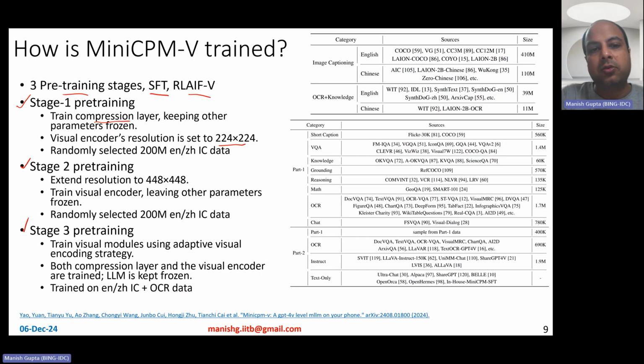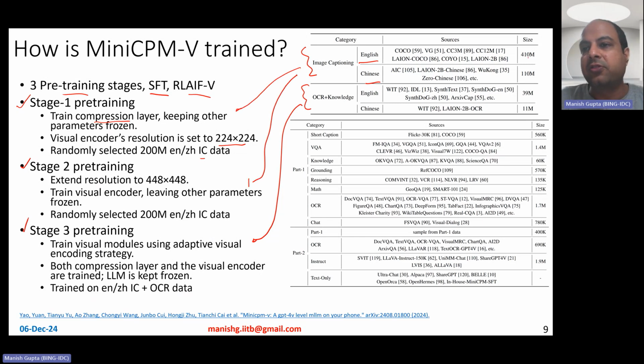You randomly select two, and then what is the data on which you train? Of course, you train on image captioning data, English and Chinese image captioning data, which is sourced from several other benchmark data sets. The top part is the image captioning data. The bottom part is OCR data. We'll use that for stage 3 pre-training, but stage 1 and 2 pre-training basically use the image captioning data. Of course, this is huge data, so 410 million, 110 million, and so on. But 200 million is sampled to do the stage 1 pre-training.